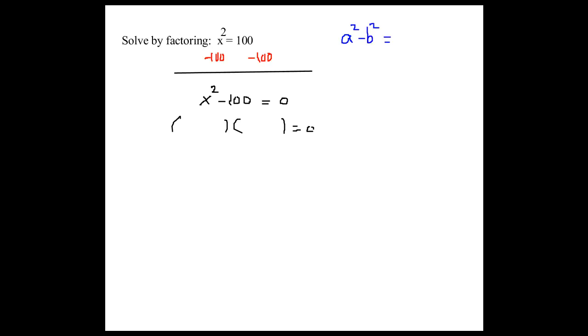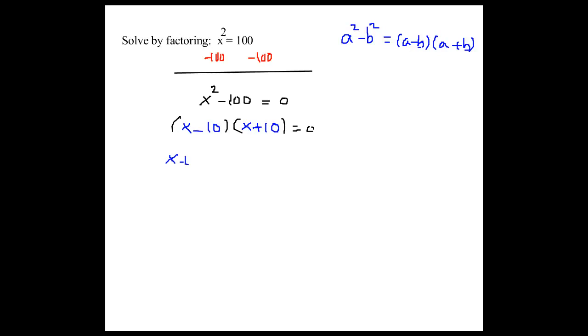Right, so this is the difference of squares. A minus b times a plus b. Your first term here is x, and your second term is 10. 10 times 10 is 100. So this is how you factor them.